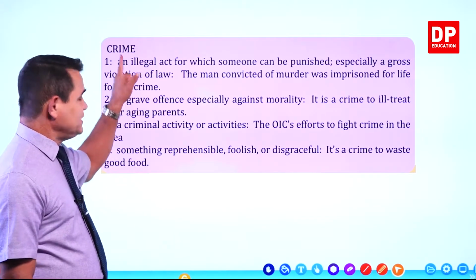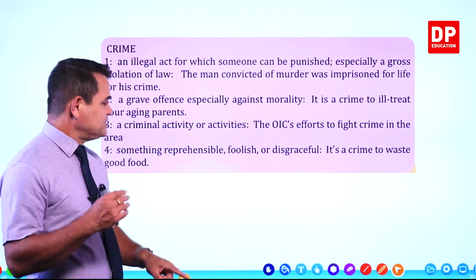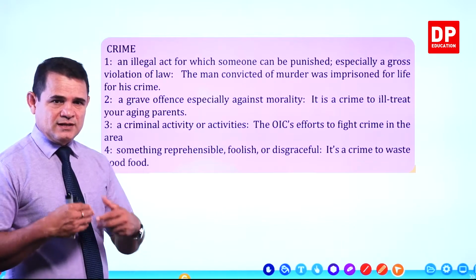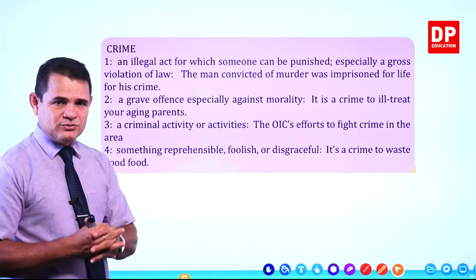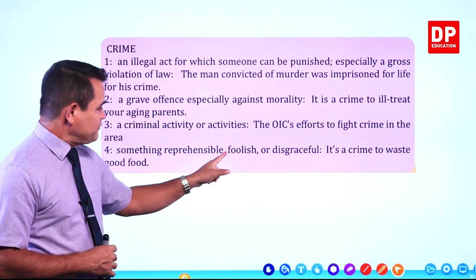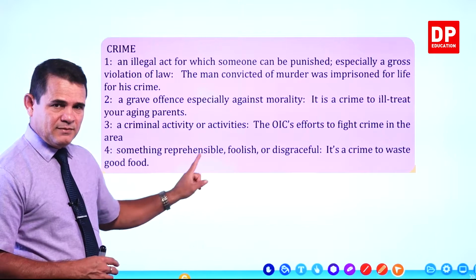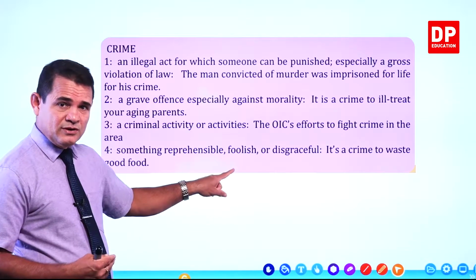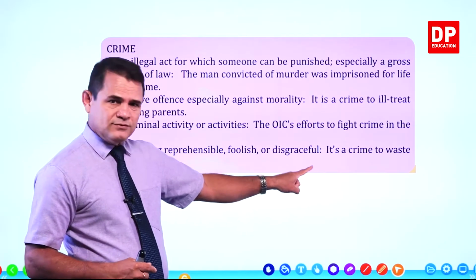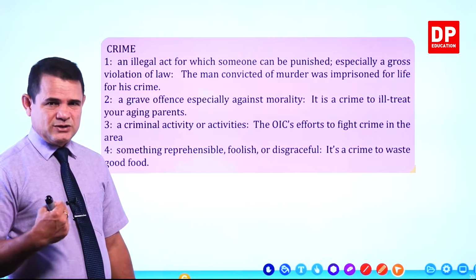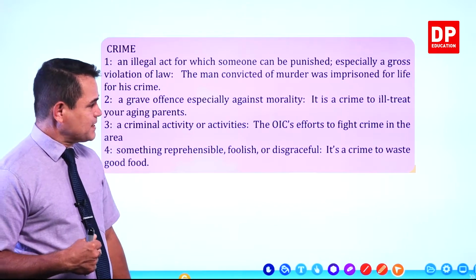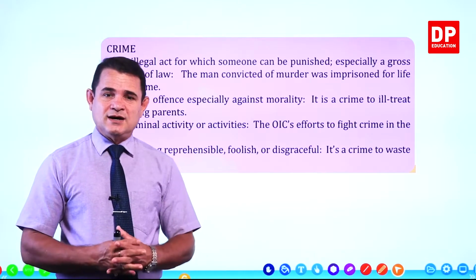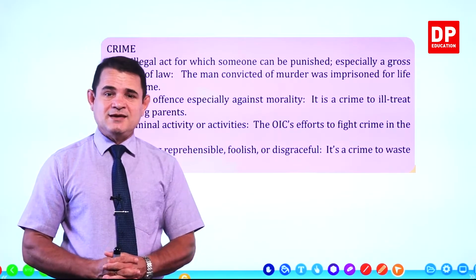Something reprehensible, foolish, or disgraceful. So another definition for crime. Crime is something reprehensible, that means blameworthy. Something one can blame or should punish, reprehensible, right? Foolish, it can be blameworthy, foolish, or disgraceful, bringing dishonour. Disgraceful. It's a crime to waste good food. Good food, waste, wasting is also a crime.